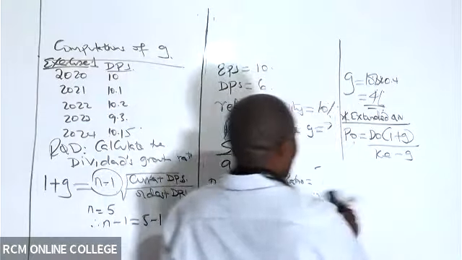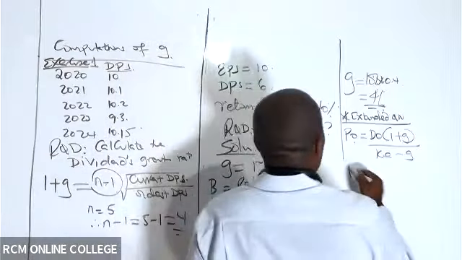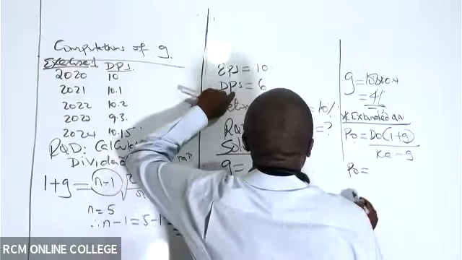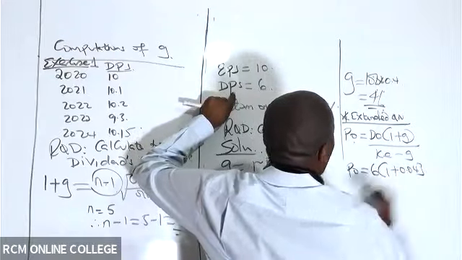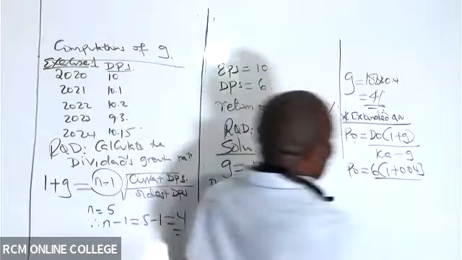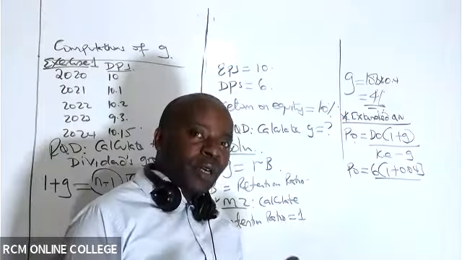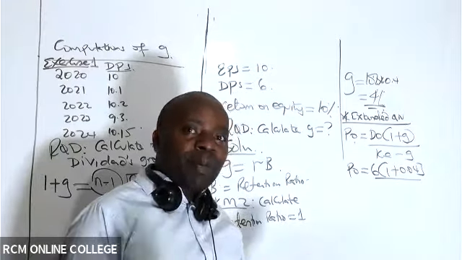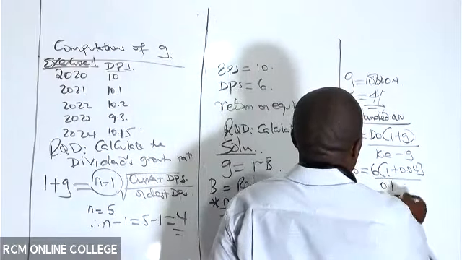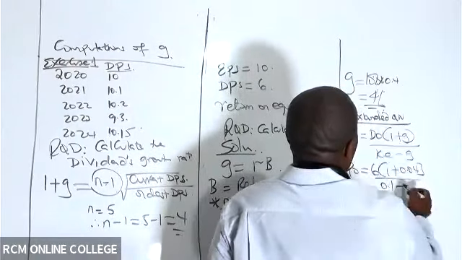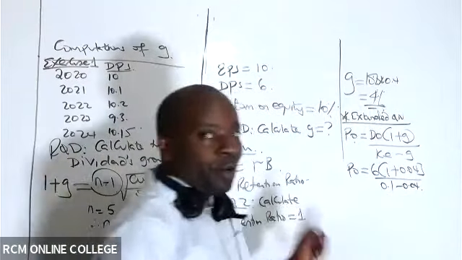So ladies and gentlemen, if I do it this way, I will end up getting what here? My P0 will be equal to the current dividend, which is here, 6, into 1 plus now the g, which is 0.04, all over cost of equity. What the equity holders are calling a return, to the company it's a cost. So the cost of equity here is 0.1 minus this growth, which is 0.04.